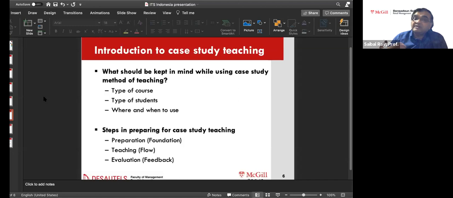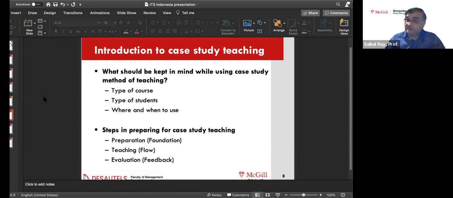The preparation part, the preparation is what we call the foundation. This is how to select case studies. So this is before you even teach the case studies, when you are doing your course outline. How many cases should you select? Where should you go to select cases? What type of cases should you select, all these type of things. This is the preparation, and a lot of effort should go into the preparation to select a case.